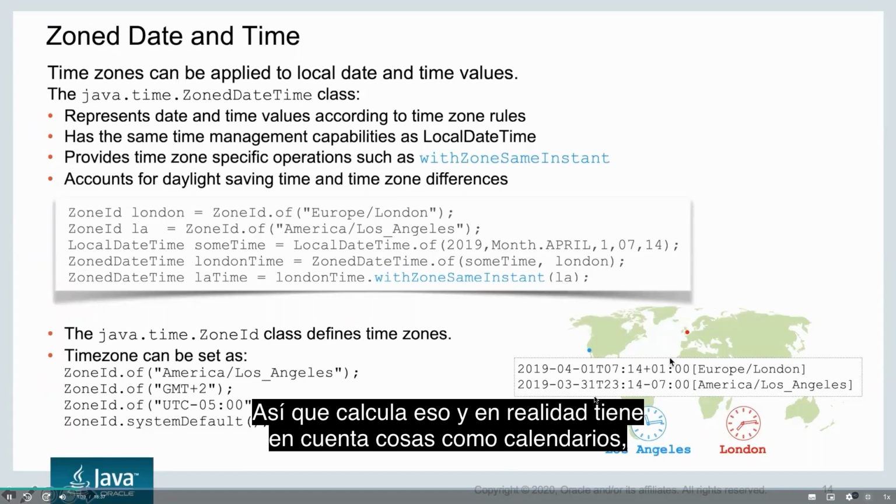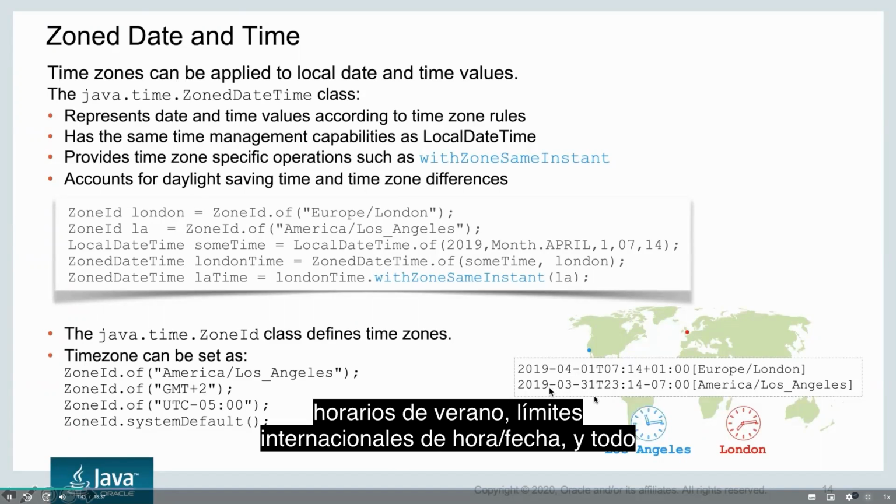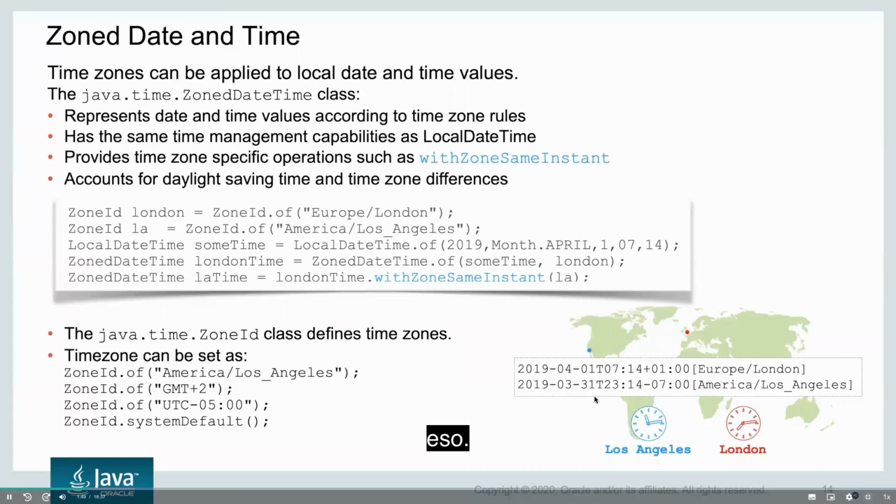So it calculates that and actually takes into account things like calendars, daylight saving times, international date boundaries, and all that. So it calculates that for you. Pretty straightforward.